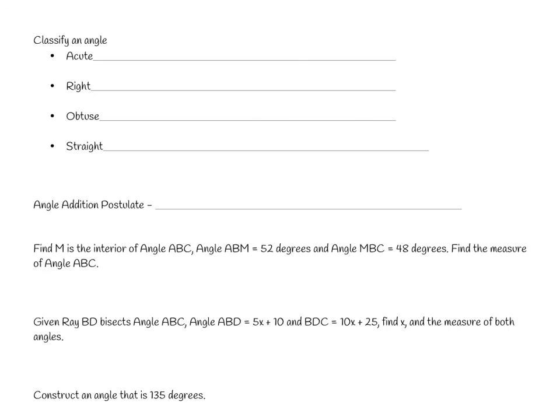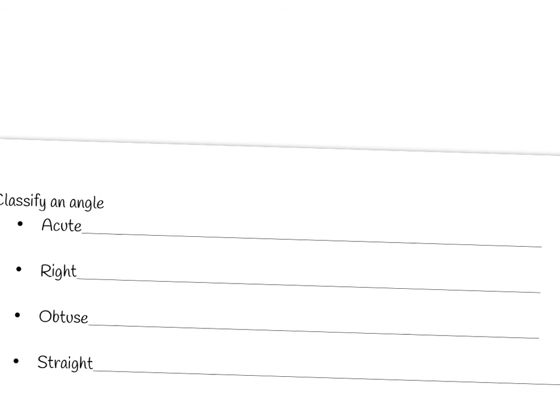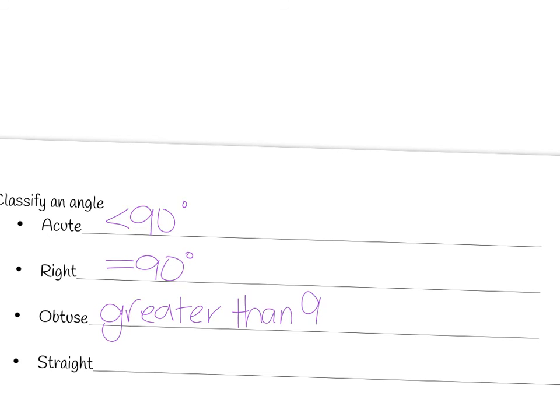Okay, there are 4 ways to classify an angle by its measure. An acute angle is less than 90 degrees. A right angle is equal to 90 degrees. An obtuse angle is greater than 90 and less than 180. And a straight angle is equal to 180 degrees. A straight angle is a line.